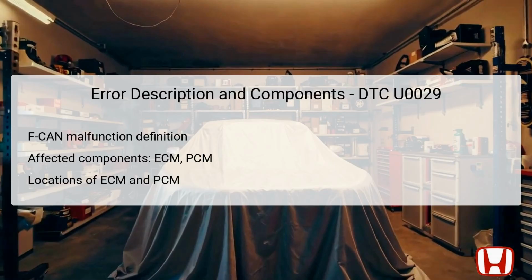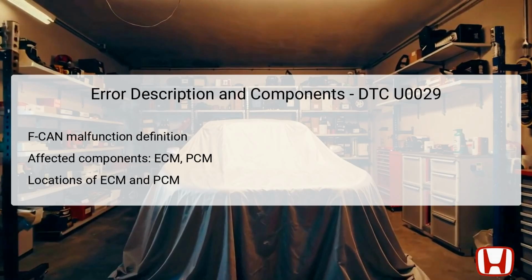The FCAN malfunction indicates that there is an issue with the communication network among different modules in the Honda Accord. The two key components involved are the engine control module, ECM, and the powertrain control module, PCM. The ECM is primarily responsible for monitoring engine parameters and adjusting performance accordingly, while the PCM handles both engine and transmission operations. Both modules are typically located in the engine compartment, with the ECM mounted on the left side and the PCM often located near the transmission.